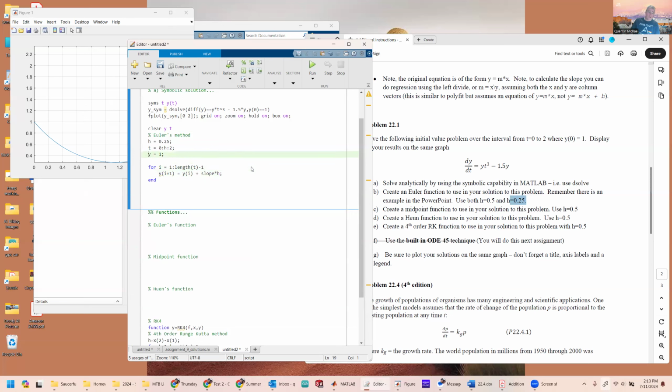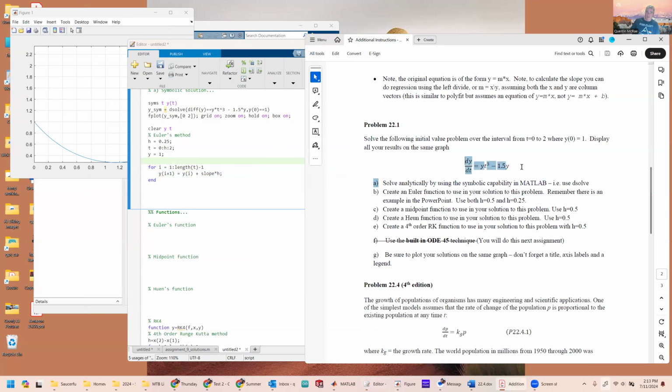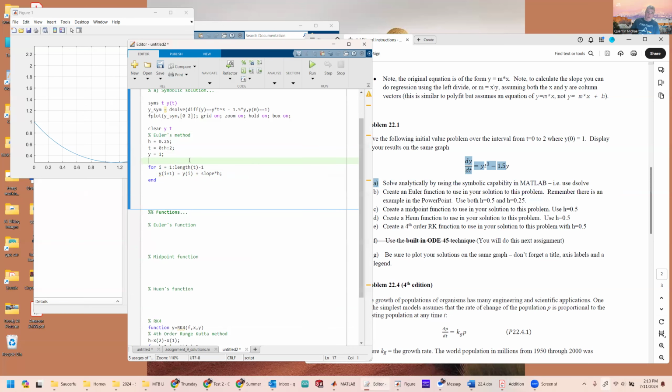So the question is, we need to figure out some stuff. What is the slope? Well, the slope is given right here. This equation is the derivative of y, which is also known as the slope, right? So I need to create a function. I can say dy dt is equal to at t, y, right? I could do y comma t, but it turns out that once you start using the built-in functions, it always wants the independent followed by the dependent. Since I'm writing this, I can do it any way I want, so I might as well be consistent. And so this is y times t cubed minus 1.5 times y. Okay, that is my function dy dt.